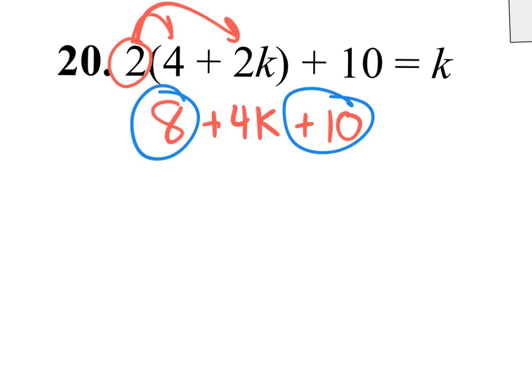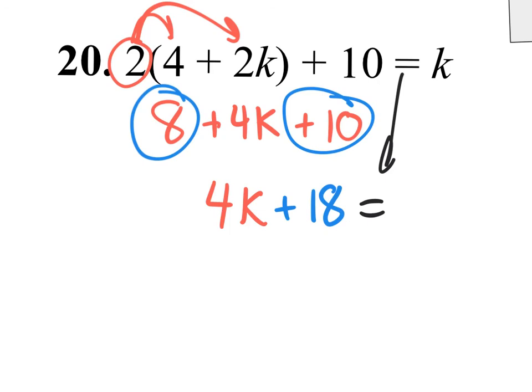So let me rewrite it with the 4K first, because the positive 4K, you don't do anything with it. Just bring it down. 4K. 8 plus 10, we said, was plus 18, positive 18. And of course, the equal sign comes down, and we have the equals K on the right side. So, ladies and gentlemen, this is what we call a simplified equation. There's no more distributive property, no more combining like terms. Now you can move on to your goal of solving an equation.